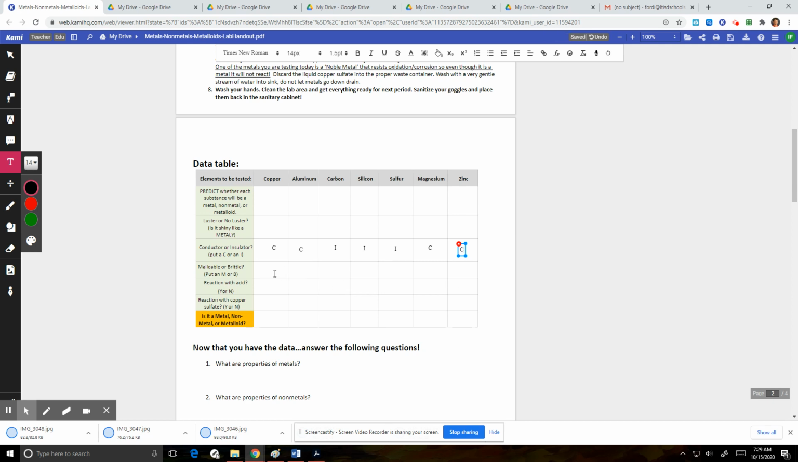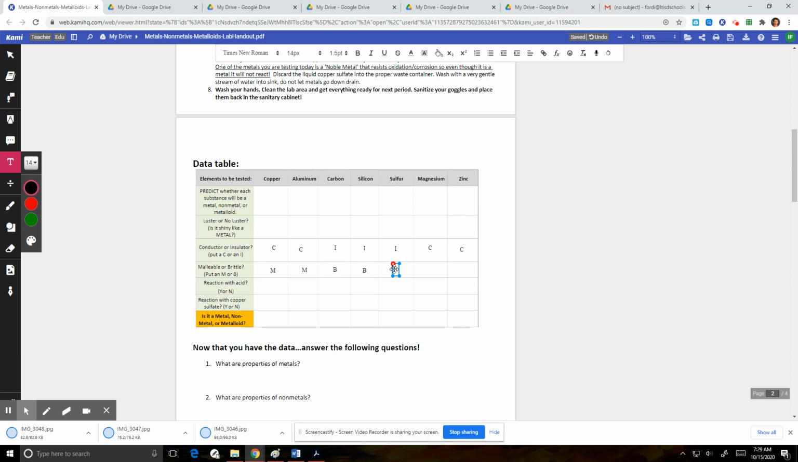So the next test that the students are going to do is a malleability test. So they're going to take a hammer and smash the sample, and if it bends or if it dents, that is going to mean that it has malleability. If it shatters into a whole bunch of pieces, that is going to mean that it is brittle. So we're going to put an M or a B for these. So malleable or brittle test, we would say that copper is malleable. We would say that aluminum is also malleable. We would say that carbon is actually brittle. It shatters into a million pieces. Silicon is also very brittle.